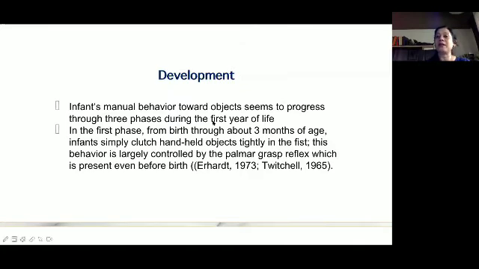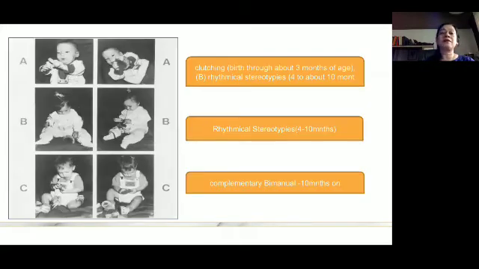Infants' manual behavior towards objects seems to progress in three phases during the first year of life. As I said, from birth to 3 months, clutching handheld objects tightly in the fist. This behavior is controlled by the palmar grasp, which is present even before birth. So Erhardt has done a lot of work in hand functions, and there's a complete inventory called Erhardt's inventory, which we used to use in our early days. Now we no longer use it. So this is what I got from that paper.